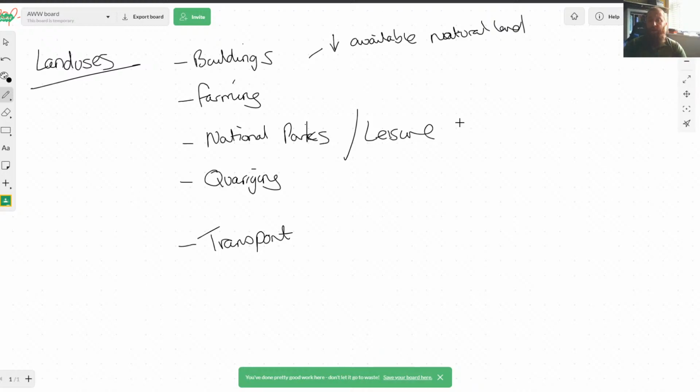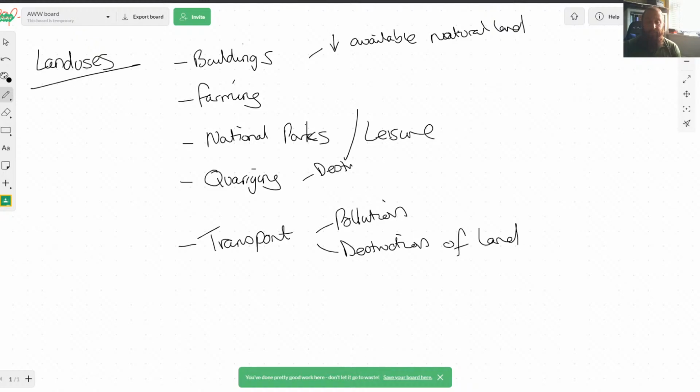So it's quite key to have a look at the effects. Transport itself, we know we've got the pollution. We've also got the destruction of land. Okay, so we can have a look at the effects and the implications of that. Morning, Raoul. Quarrying, what are the effects of quarrying? Well, we can have a look at the pollution. With this one, we have massive amounts of destruction, which is really bad. We have the pollution that goes with it as well, particularly with the processing afterwards. And some of that pollution will come from the processing, but also the transport.